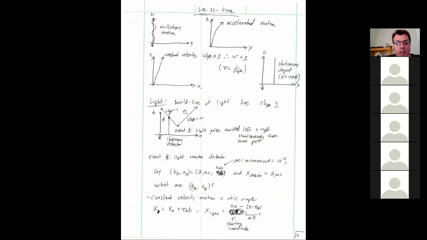All right, so the world line of light is going to have a slope of either 1 or -1. So let's look at an event where light pulses are emitted to the left and to the right. The ones going to the right travel with a slope of +1. Ones going to the left travel with a slope of -1. And if event A is the emission of the light and event B is the detection of the light by something sitting over here, then we want to figure out when event B happens.